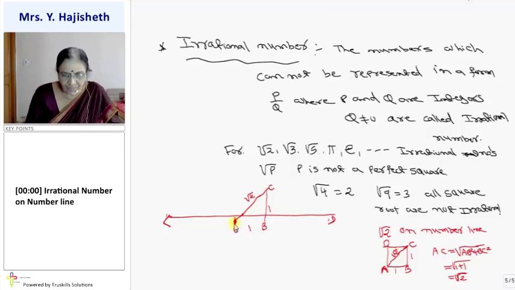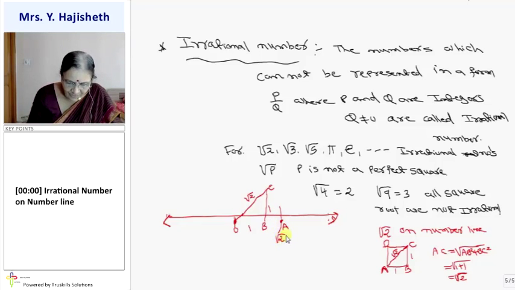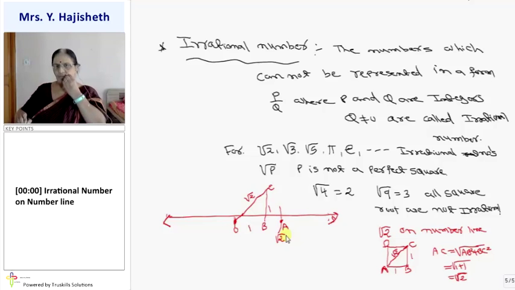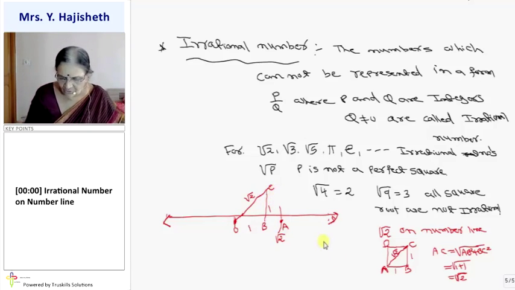So take a compass, take O as a center and OC as a radius. Draw an arc. It intersects my x-axis at A, suppose. Then what does my A represent? My A represents real number root 2. Clear? Suppose you want to represent root 3 on number line.